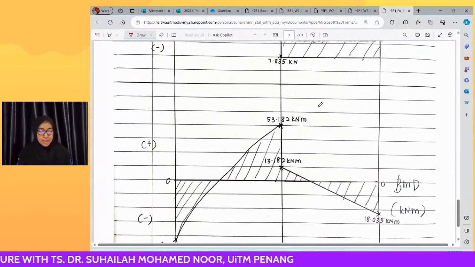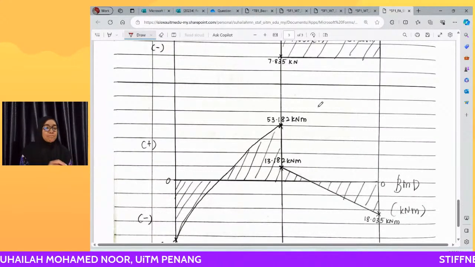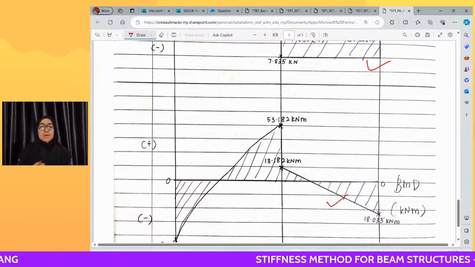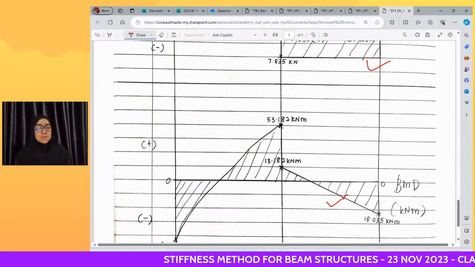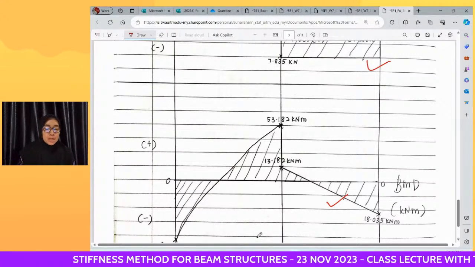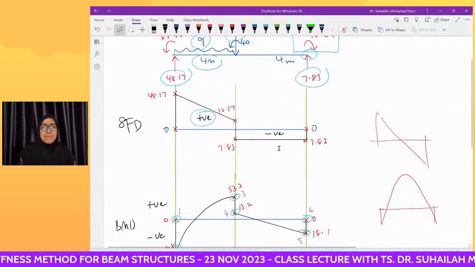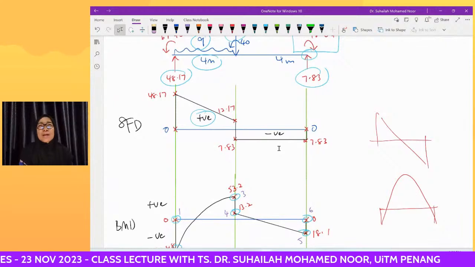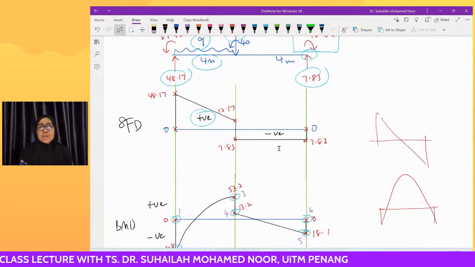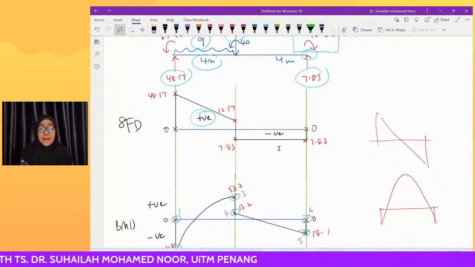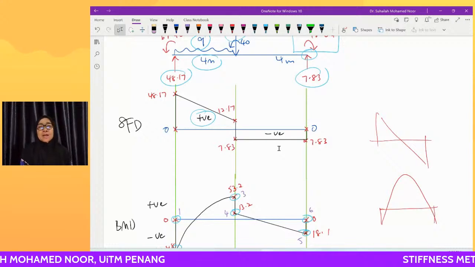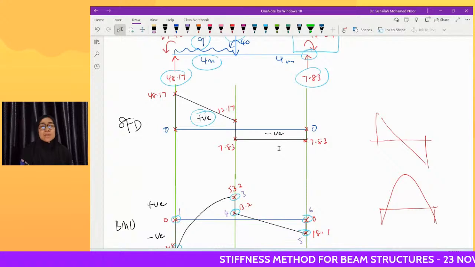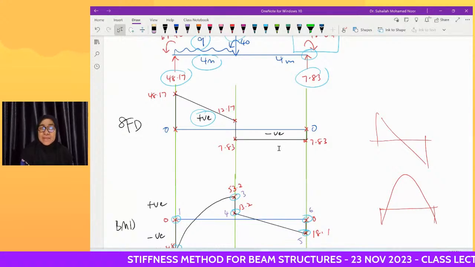Okay, so this is correct. Hope you understand about beam analysis using the stiffness method. Next video we will focus on the effects. The effect, number one, is support settlement effect in beam.